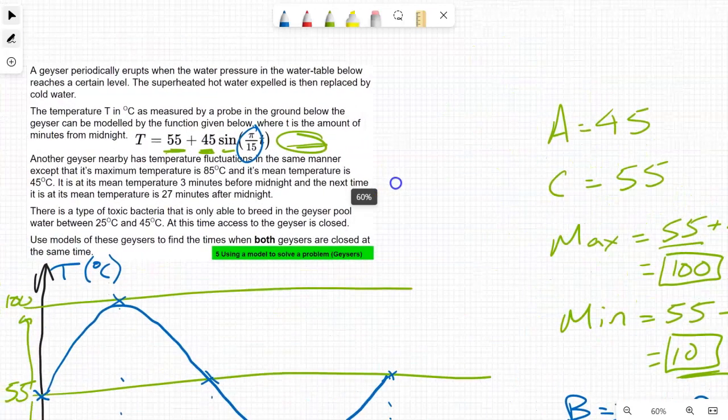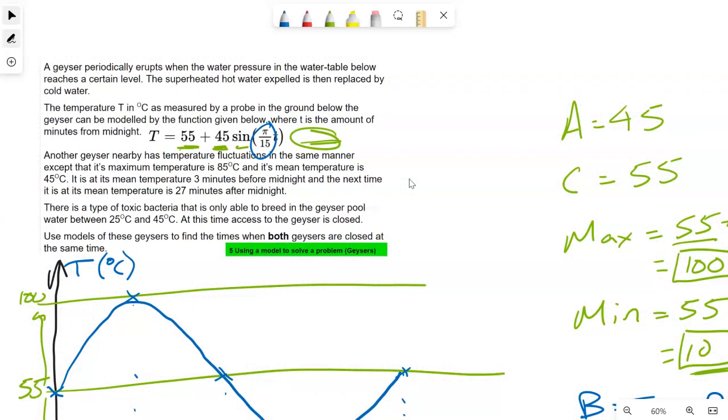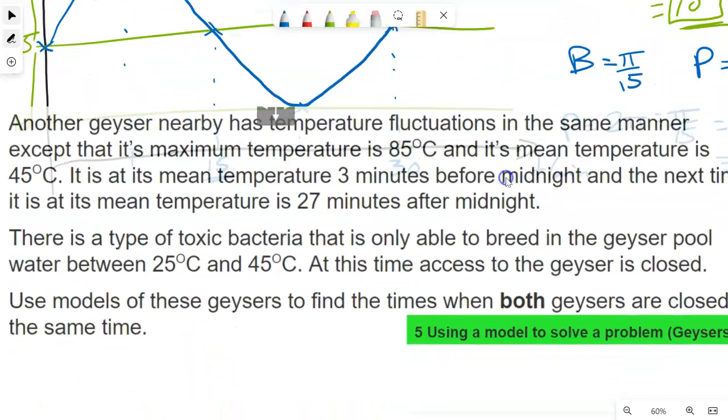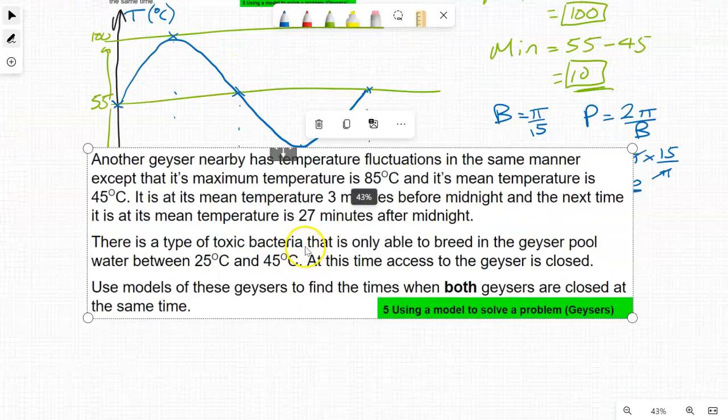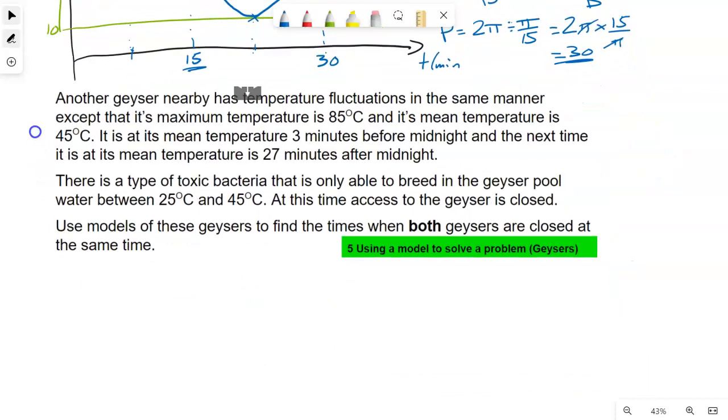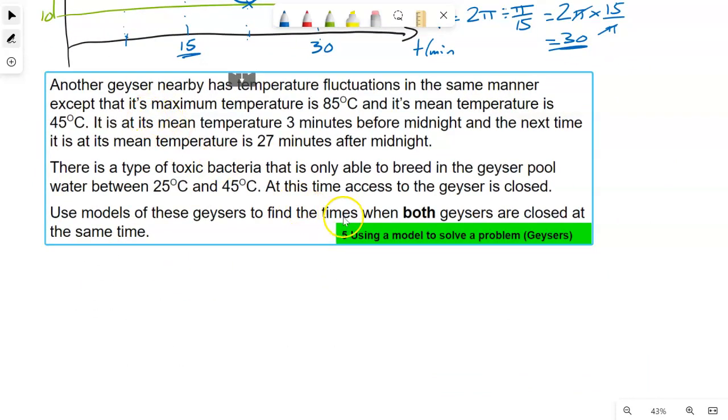Right. Now, one thing we didn't really talk about is what time is measured in. Now, time is the amount of minutes from midnight. So time equals 0 is midnight. Okay, so that's important for now when we're getting to the harder part, which is actually figuring out the equation for the other geyser.